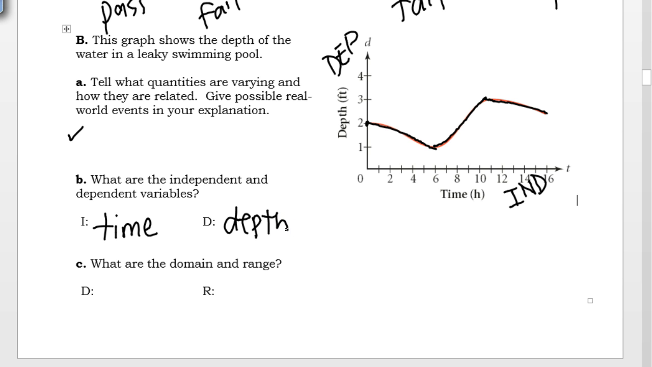What are the domain and range? Domain are the values along the independent axis. So in this case, what hours are being graphed? I'm graphing hours 0 to 16. And my graph is continuous on that interval from 0 to 16. So the range is not 0 to 4. The axis does go from 0 to 4, but I want to know the values that the graph covers. The lowest that my graph goes is to 1, and the highest that the graph goes is to 3. So my range is actually 1 to 3.